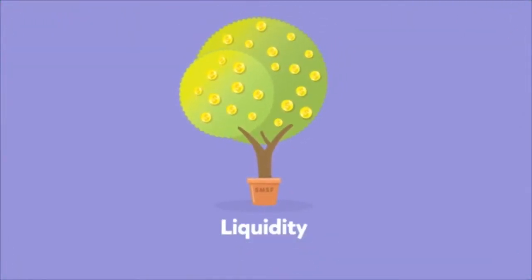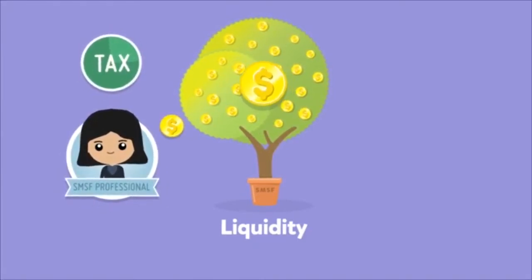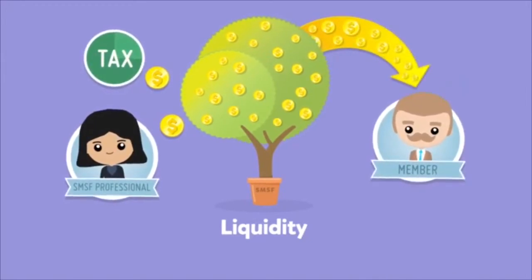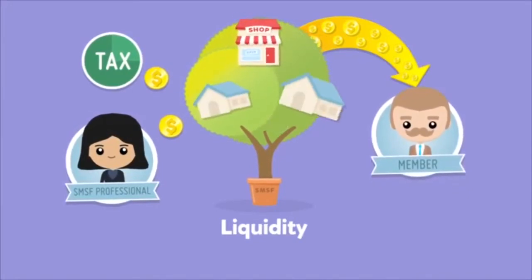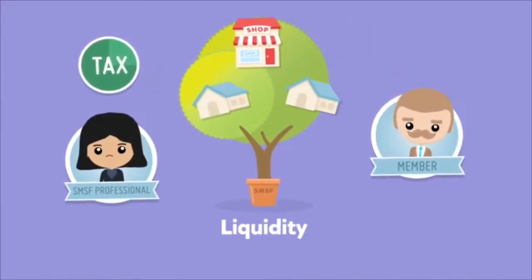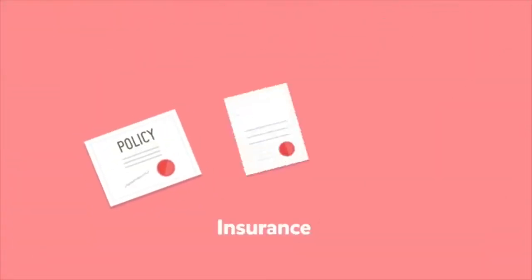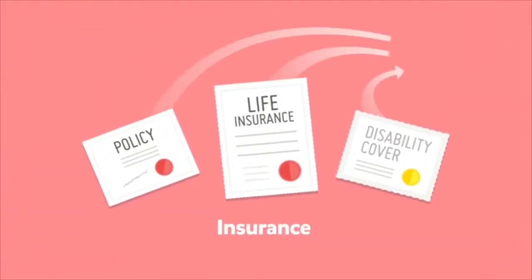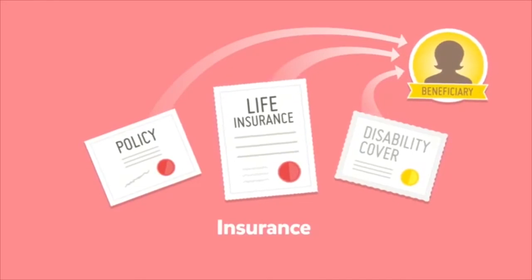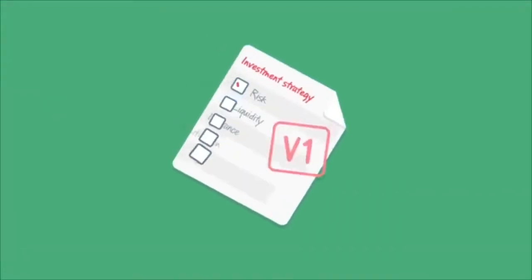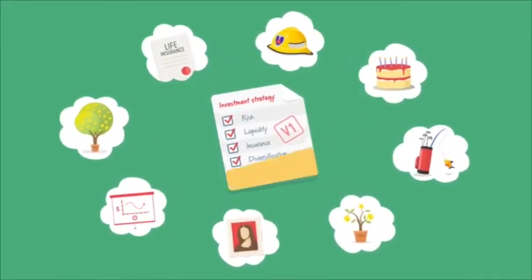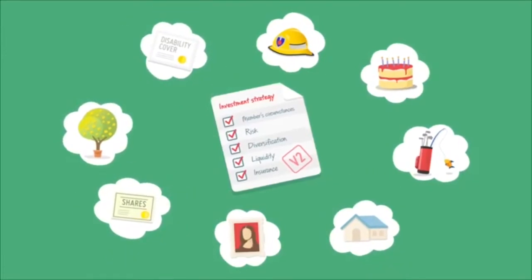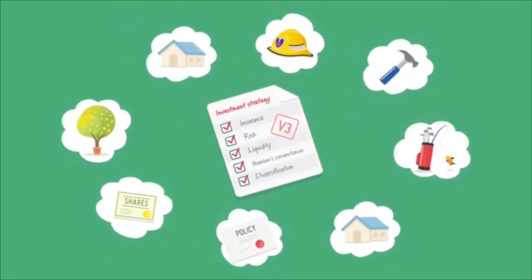Your fund needs ready access to cash, so it can pay administrative expenses, income tax, and minimum income stream payments when they are due. So it's probably best to not have all of your fund investments in fixed assets, such as property. Consider the insurance needs of all members. You also need to consider who will be the beneficiary of the insurance. Keep in mind the investment strategy is not something you just set and forget. It needs to be regularly reviewed to ensure it continues to meet the current and future needs of members.